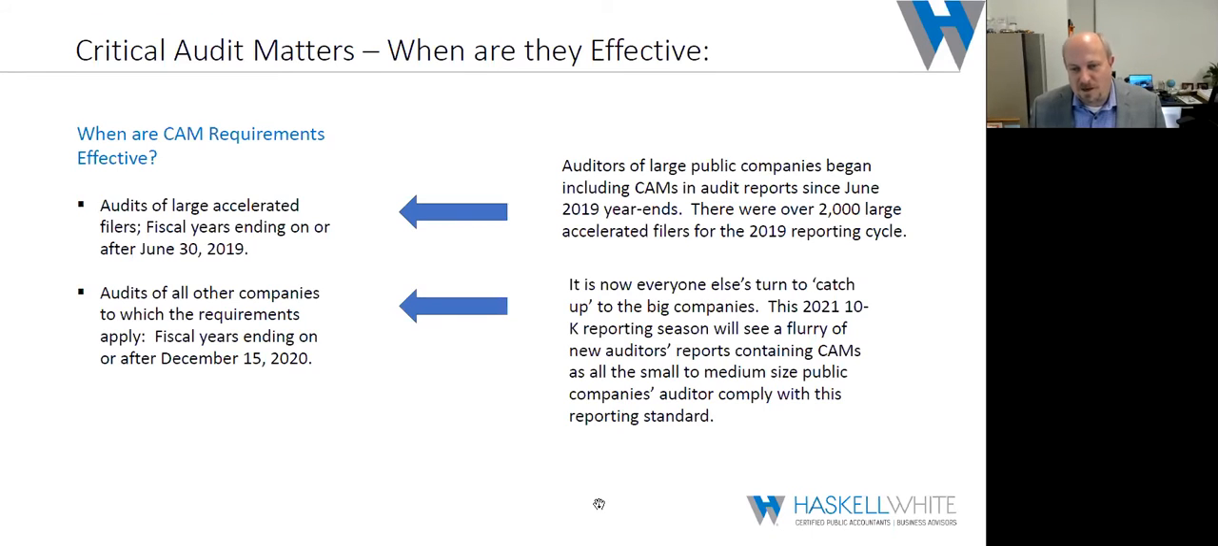The one exception being, and I know we have another client on the call that fits in this boat, is if you went public under the Jobs Act and you're still in your emerging growth company status, you get a little bit more of a delay because you're working off your 5-year calendar when you'd have to adopt a number of things. But for the most part, in this filing season, we're going to see a major catch up of the companies all putting CAMs out there through their auditors' reports on their financials.